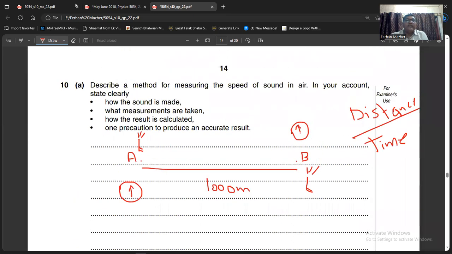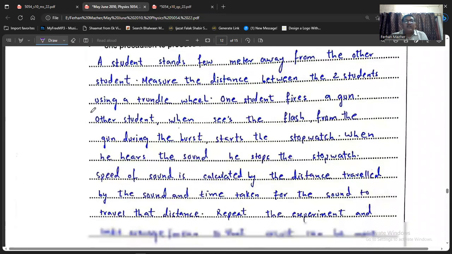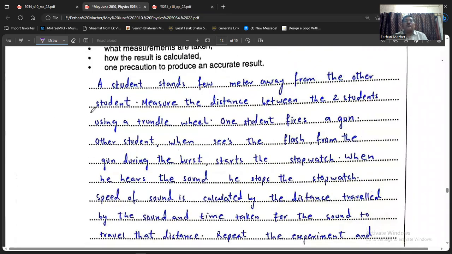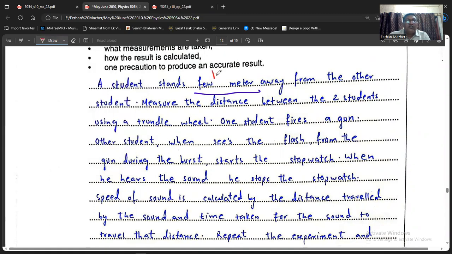I hope you understand. Let me show you what Aisha has written. A student stands few meters. Instead of saying few meters, we can say 1000 meters. The distance should be large enough. A student stands 1000 meters away from the other student.